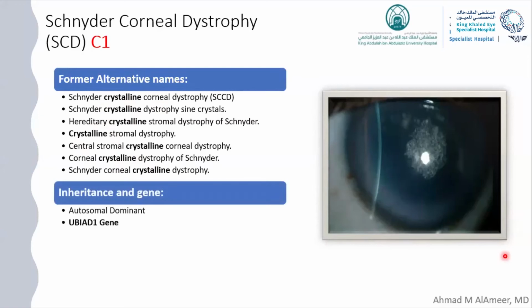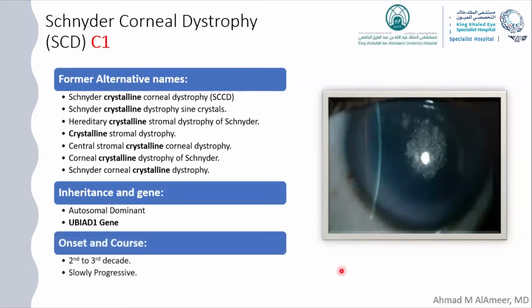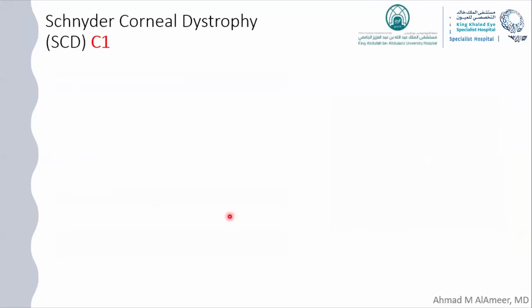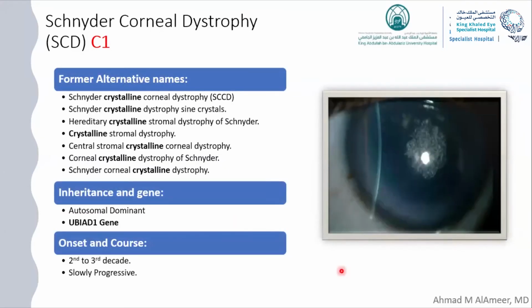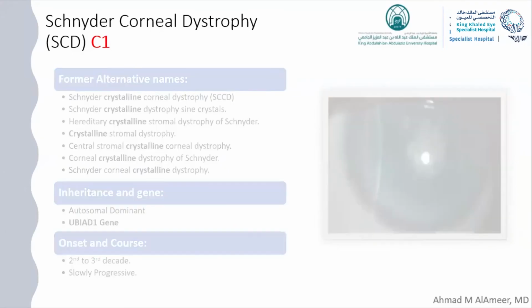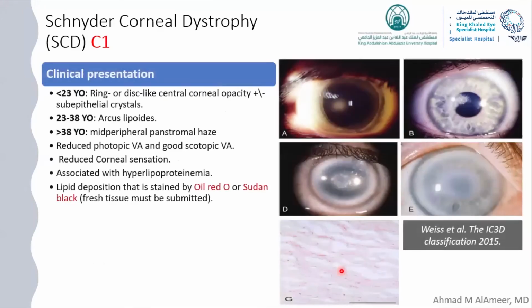It is autosomal dominant, and the gene is the UBIAD1 gene. It presents early, in the second and third decade, and it's slowly progressive. So its course is predictable. If the patient is less than 23 years old, they present with a ring or disc-like central corneal opacities, plus or minus subepithelial crystals, as in this picture.